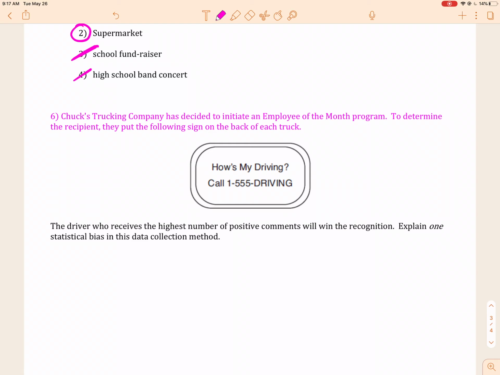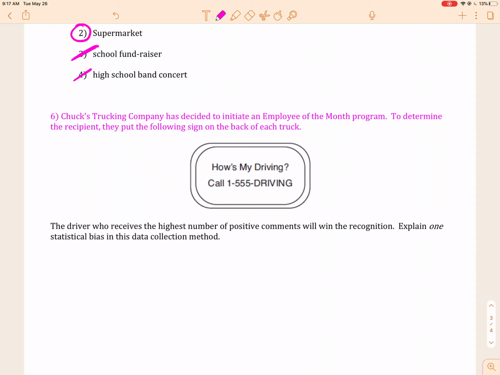Well, first off, people don't call 1-555 driving to let them know how amazing of a driver they are. That's definitely a flaw in this, is that it would lead to bias because more people would say, I'm going to call only to say bad stuff. But also, who would win this? I guess, if you knew more people, you could just get them to call. This is called voluntary response.